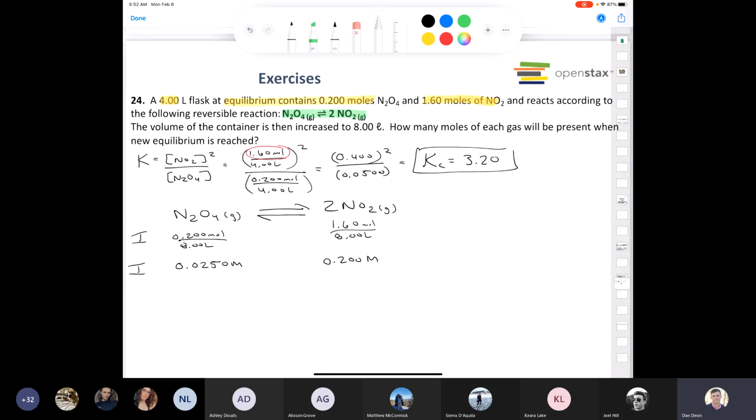when I don't need to do that. I know that if the container size is being increased to 8 liters, that means the size is doubling. Who could tell me which way the equilibrium would shift if I'm doubling the size? Is it going to shift to the left or to the right? It's going to shift to the right.